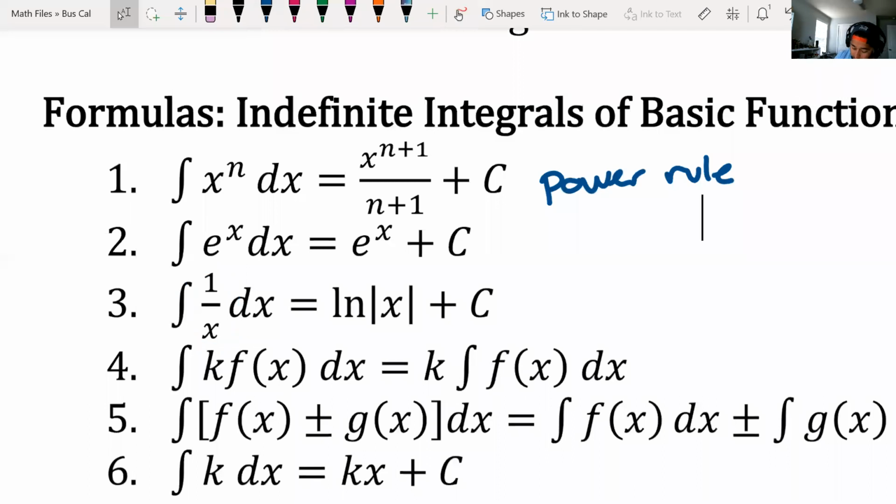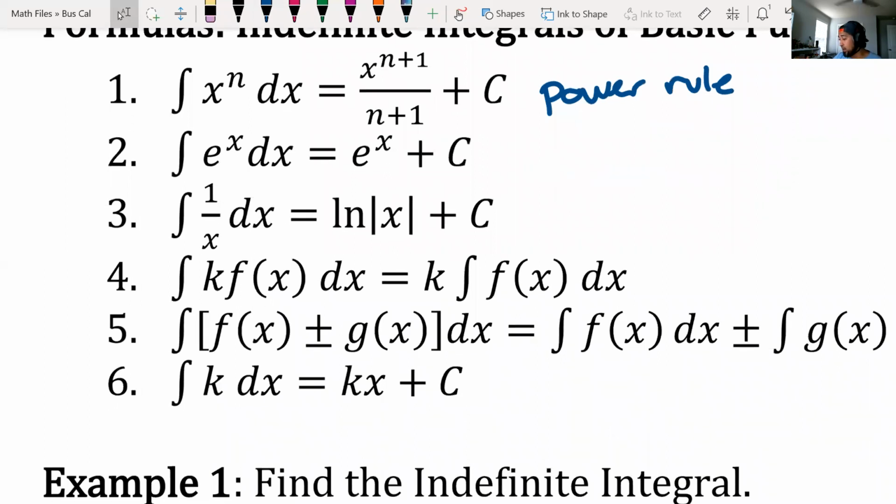Rules 4 and 5 are just algebraic properties that we can apply to our integrals. Rule 4 says if there is a coefficient in front of our function, in front of our integrand, then all we have to do is move it to the outside of the integral and then find the antiderivative. Rule 5 says if you have multiple terms inside your integral, then you can split it into multiple integrals. So the integral of f of x plus or minus g of x can be rewritten as the integral of f of x plus or minus the integral of g of x.